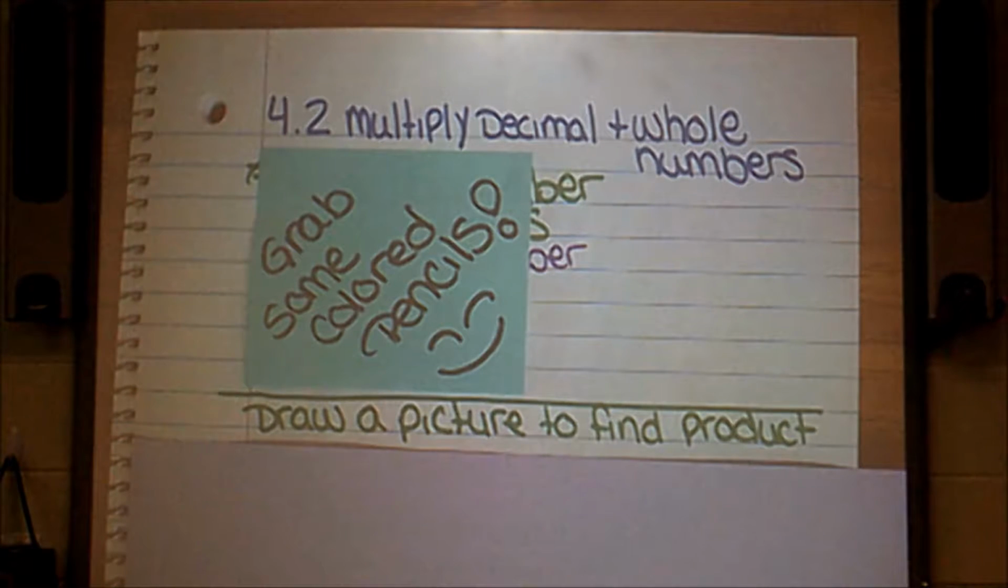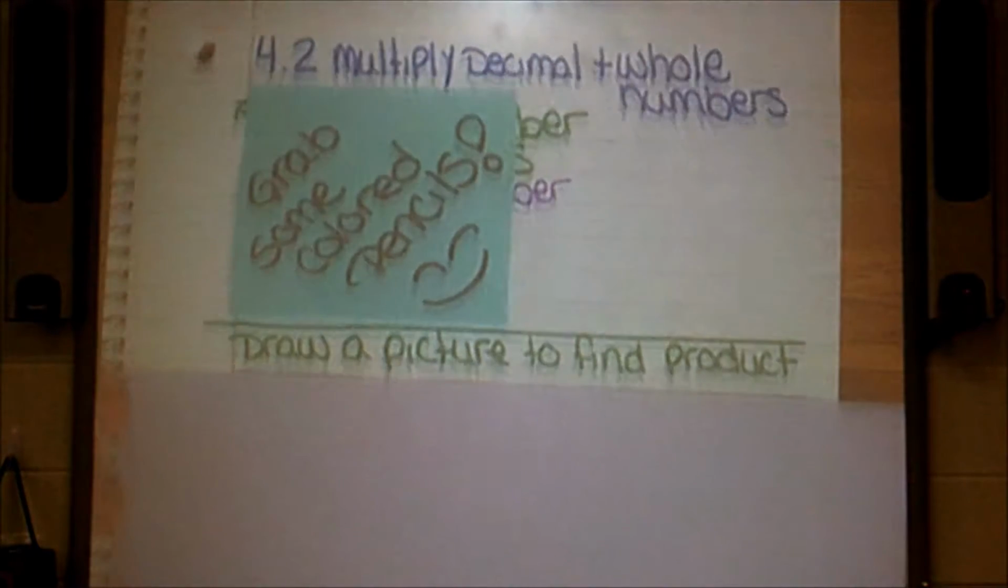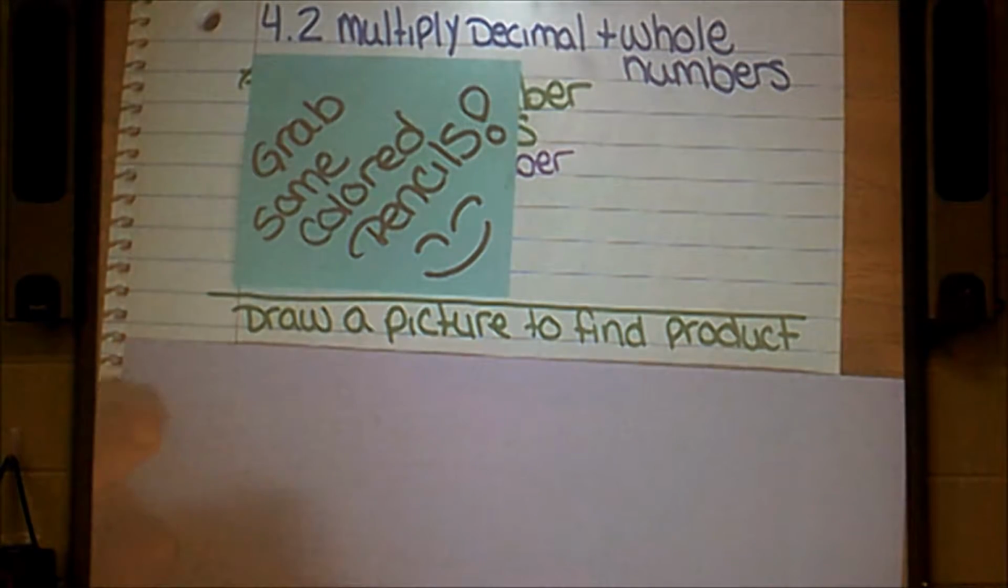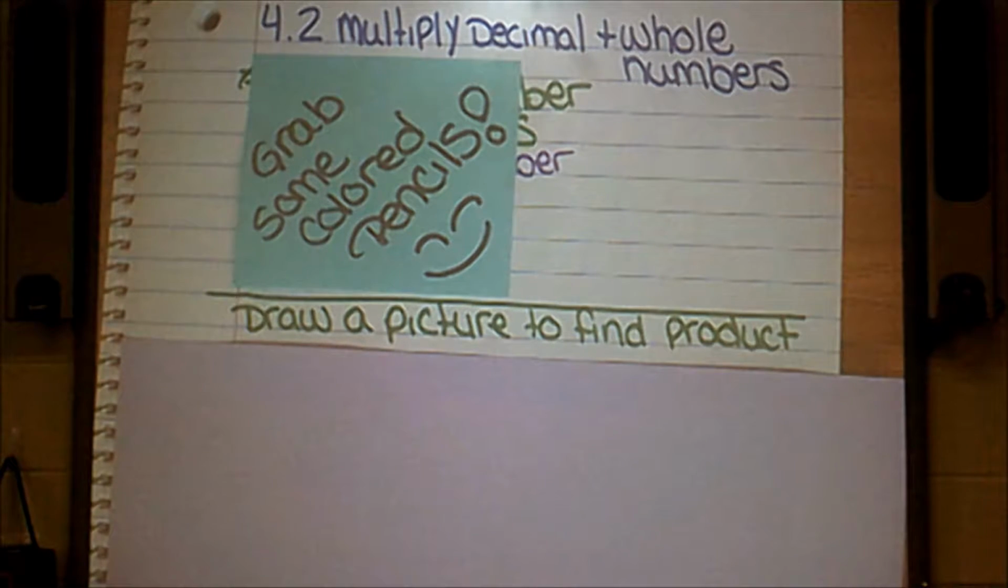Because we do not know the standard algorithm for solving a multiplication problem with decimals included, we're going to start with our picture representation, just like we did in 3rd grade. When we first started multiplying, we always started with a picture representation to help us understand what we are doing and why.